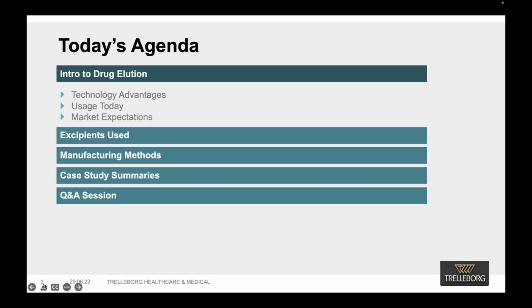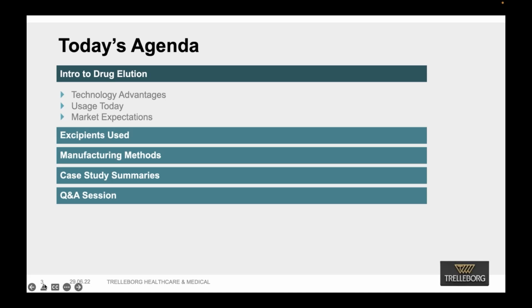So just looking through today's agenda, we'll start with a quick introduction to drug elution. What are the advantages of the technology? We'll cover some of how it's being used in the market today. We'll talk through some of the market expectations as well, and then we'll jump into more of the manufacturing considerations. So we'll talk through some of the excipients that are used, our manufacturing methods, and how we'll actually formulate and combine the pharmaceuticals with some of the excipient materials into these systems.